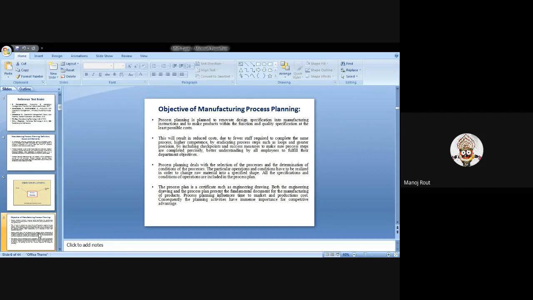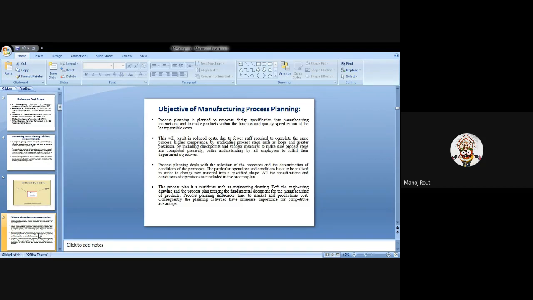Then the last point: the process plan is a certificate, such as an engineering drawing. Both the engineering drawing and the process plan represent the fundamental documents for manufacturing a particular product. So before going to the design, everything should be done for the engineering drawing, like your product specifications, product length, and product dimensions. Those should be documented through the particular engineering drawing.